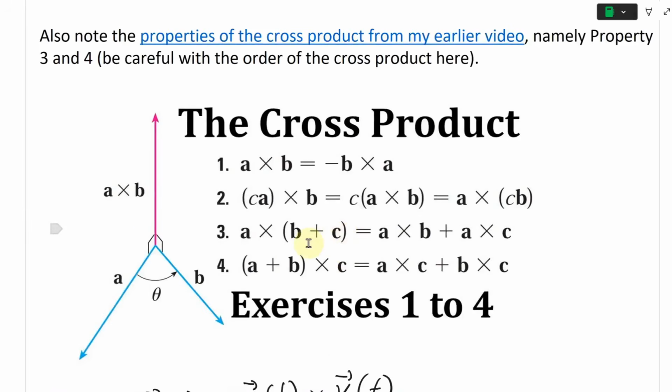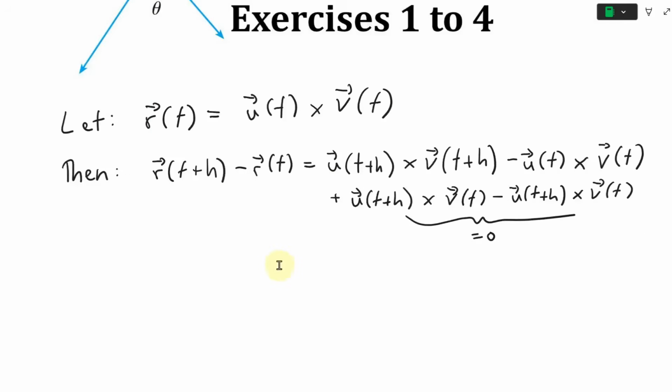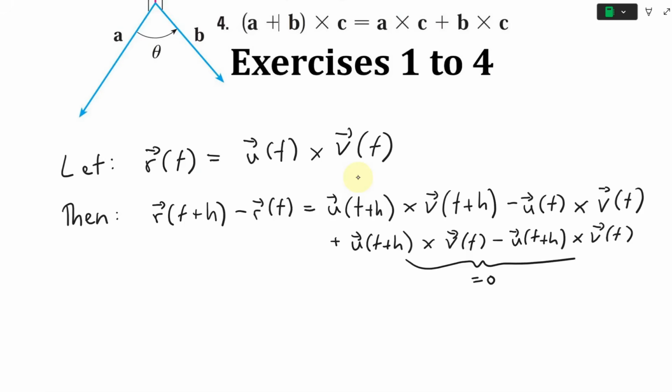So here's 3 and 4. We're going to go in reverse. If we have A cross B plus A cross C, we can factor out the A and put it outside of the bracket, and then add B and C. That is what we're going to do right now. We're going to take the like terms: this one, this one, this one, and then this one.